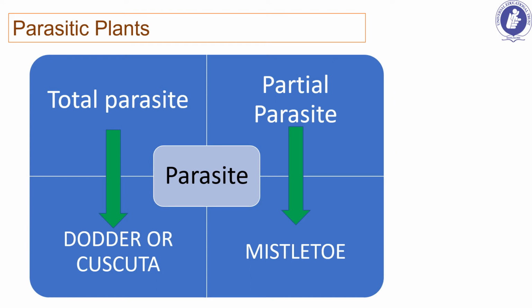So we can say that the parasitic plants are of two types, namely total parasite and partial parasite. Dodder or cuscuta, since it completely depends upon the host plant, is a total parasite. Whereas mistletoe can prepare its food, but only for absorbing water and nutrients it is depending upon the host plant. It is called a partial parasite.